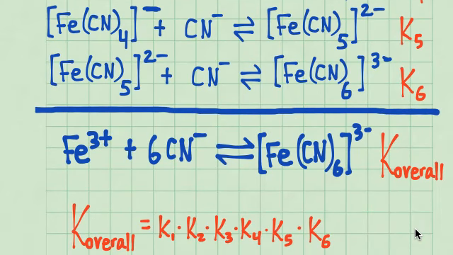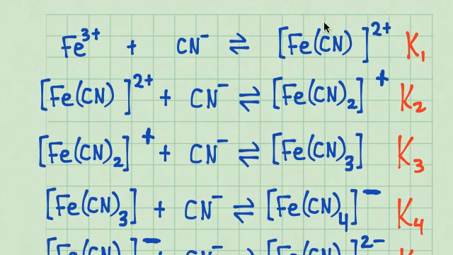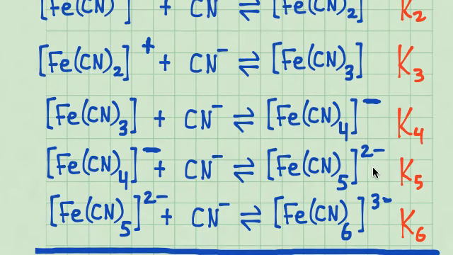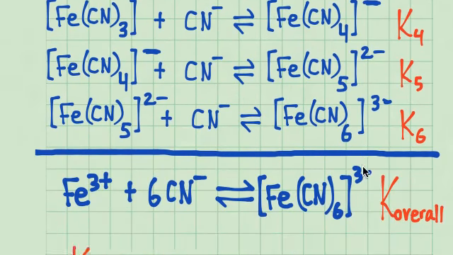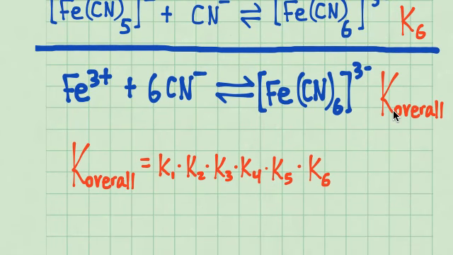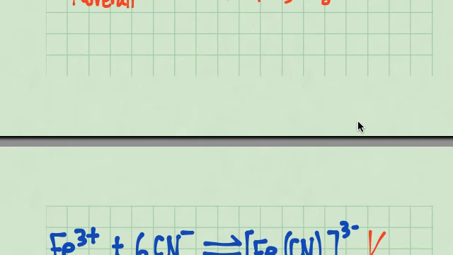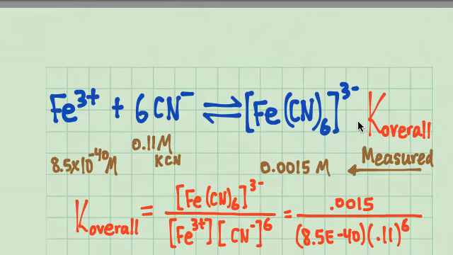So the overall constant for the overall reaction, if I were to add all these up, you see this one would cancel with this one, and this one would cancel with this one, and this one cancels this one, and all I have left is 1 iron ion coming together with 6 cyanide ions, and I have an overall constant. You may not remember this, but when adding equilibria equations, the overall constant for the result is the product of those individual equilibrium constants. So let's do an experiment.